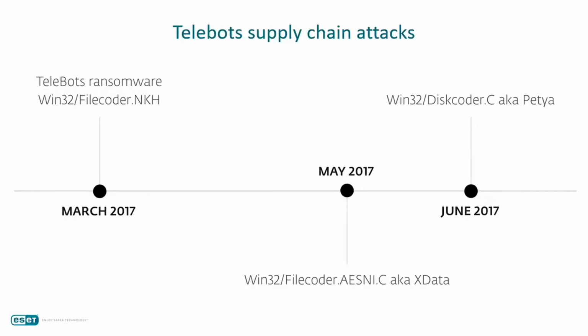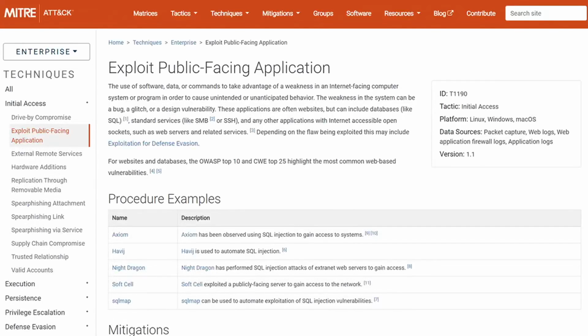NotPetya, starting off from the infection of MEDoc, so from a MEDoc backdoor, as we call it, that's the most widely known example, but there were also other cases. Another interesting technique was used by Gray Energy, and that was exploiting a public-facing application. Specifically, it was trying to gain entry inside the network via a vulnerable web server.